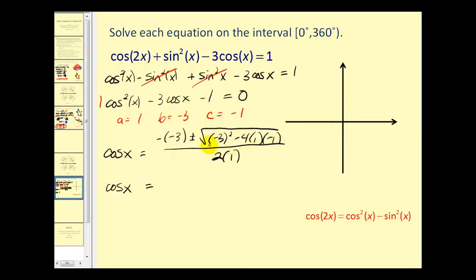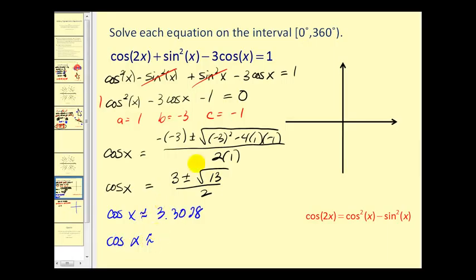And this will simplify to 3 plus or minus the square root of 9 plus 4, or square root of 13, all over 2. Let's go ahead and find the decimal approximations of these two values. 3 plus the square root of 13 divided by 2 is approximately 3.3028, and 3 minus the square root of 13 divided by 2 is approximately negative 0.3028. The first thing we should recognize is that the range for cosine x is the closed interval from negative 1 to positive 1. So 3.3028 will not give us any possible solutions for x. Let's take a closer look at the other one on the next screen.